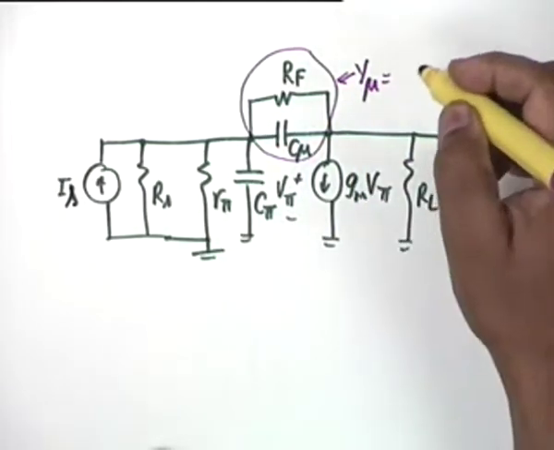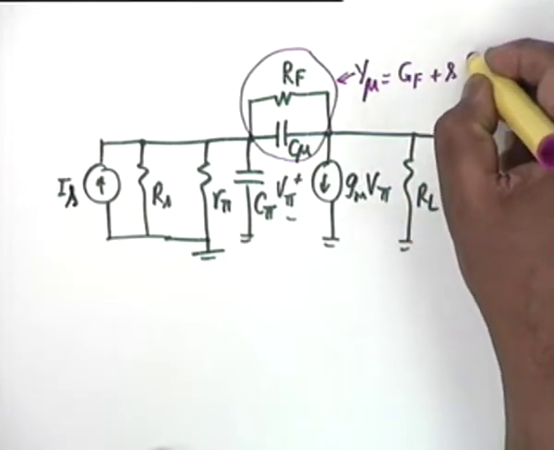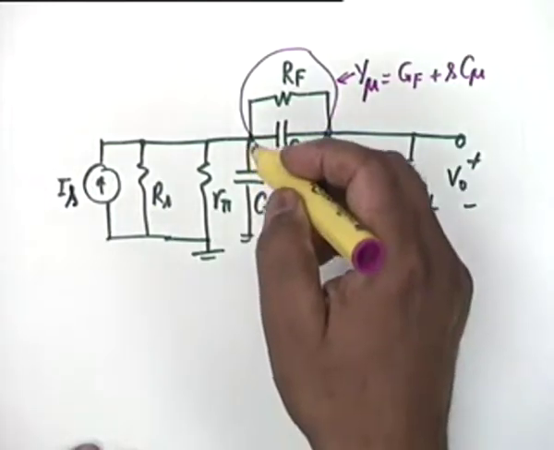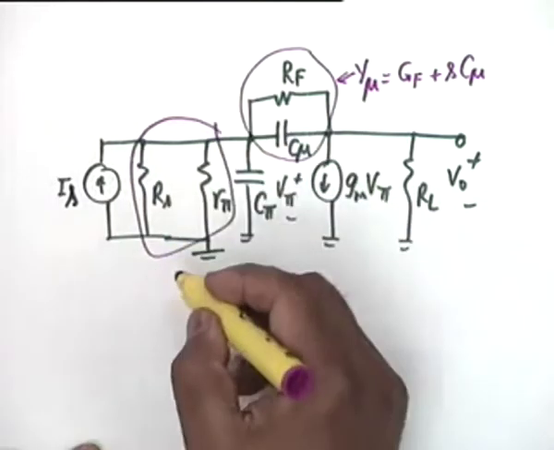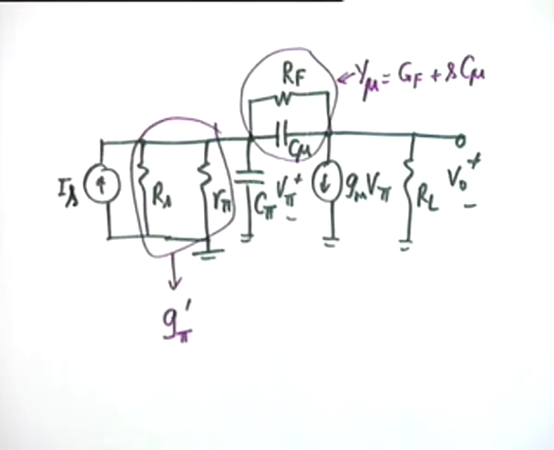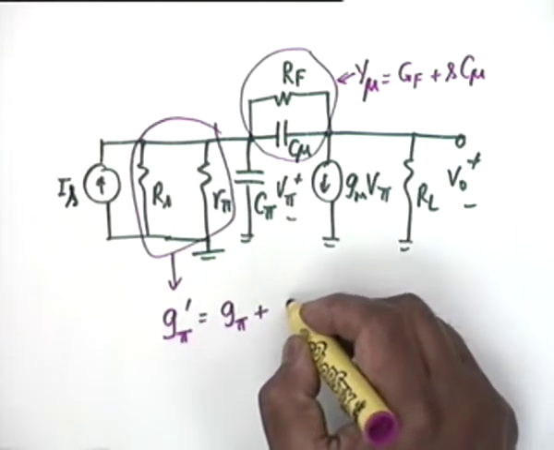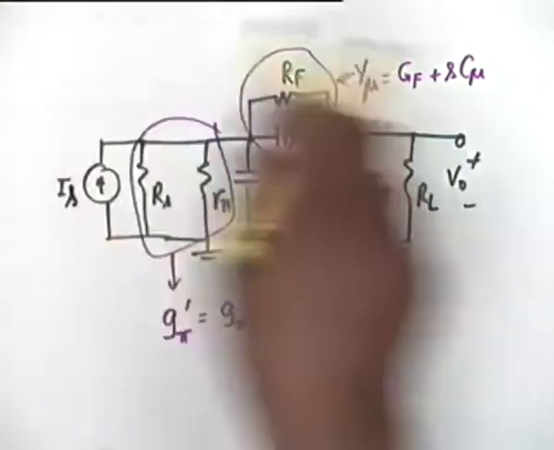All right, Y mu obviously is GF plus S C mu. Agreed? Yes, sir. Let us first combine these two into an admittance G pi prime. G pi prime would be G pi plus capital GS. Okay, and then we combine these three.